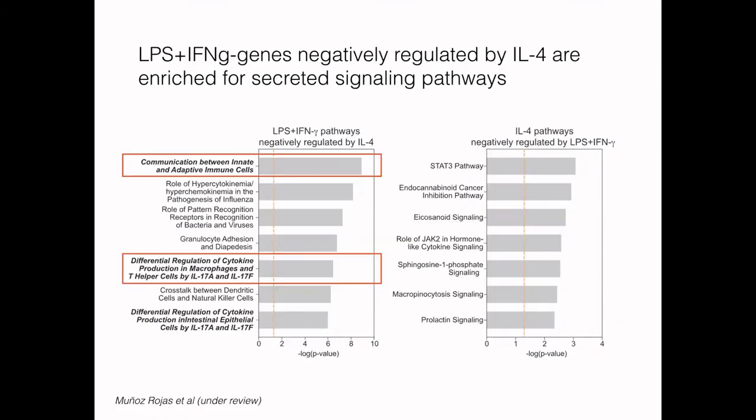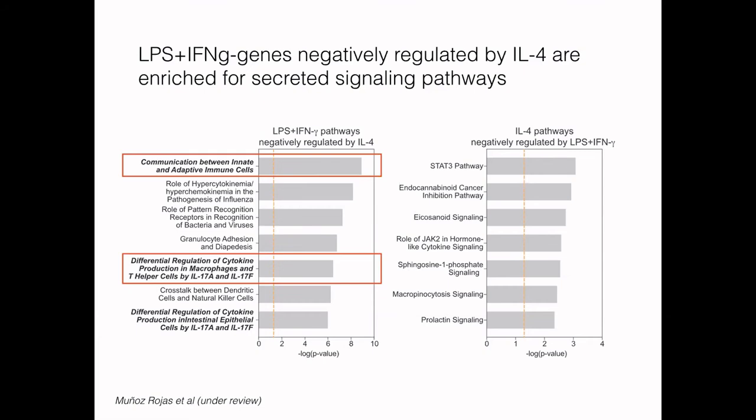So another thing I wanted to point out that is sort of exciting to us is that if you look for enrichment in the pathways among these negatively regulated genes, for the LPS genes that are negatively regulated by IL-4, we actually saw an enrichment in communication between innate and adaptive immune cells. And given our interest in signaling and extracellular paracrine signaling, we thought this was of interest.